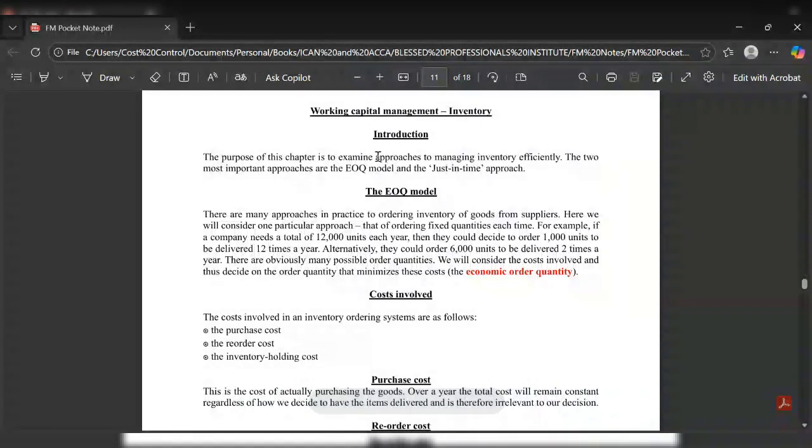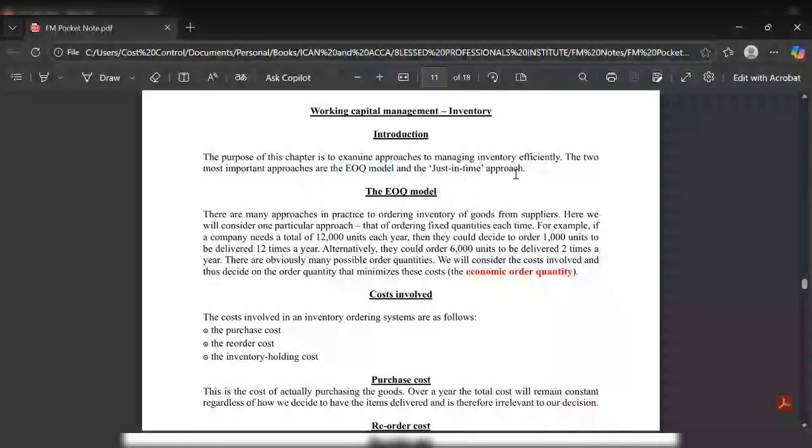The purpose of this chapter is to examine approaches to managing inventory efficiently. The two most important approaches are the EOQ model and the just-in-time approach. What is the meaning of the EOQ model? That's the economic order quantity model. So basically, these are the two approaches organizations use to manage their inventory effectively. In order for organizations to keep the appropriate level of inventory, they make use of either the EOQ model or the just-in-time approach.